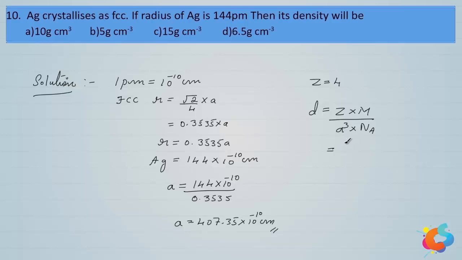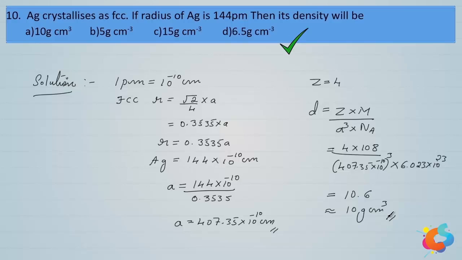Let's substitute these values in the main equation. 4 into 108 divided by, and the value of A as 407.35 into 10 to the power minus 10 the whole cube into the Avogadro number 6.023 into 10 to the power 23. By simplifying the above numerator and denominator, we get the value of D as 10.6, which is approximated to 10 gram per centimeter cube, and hence the right option is option A.